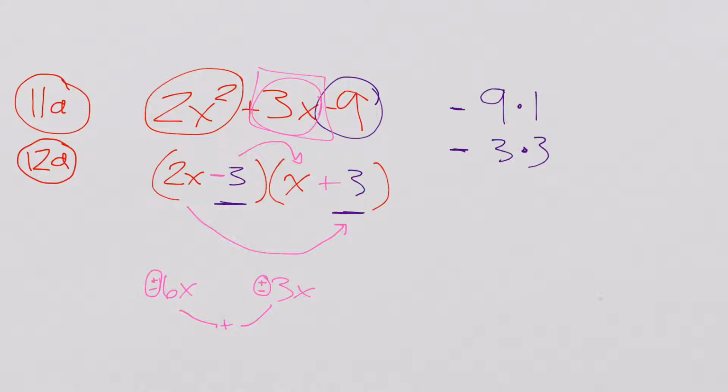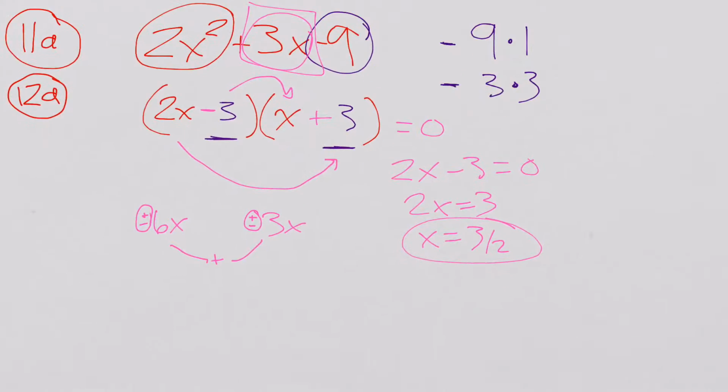And now we're told we want to find the solutions to this, which means if it's equal to 0, what are the two x values that make this true? So set each factor equal to 0. 2x minus 3 equals 0, so 2x equals 3, so x equals 3 halves. Do the same thing with your next factor. x plus 3 equals 0, which means x equals -3. So the two solutions would be 3 halves and -3.